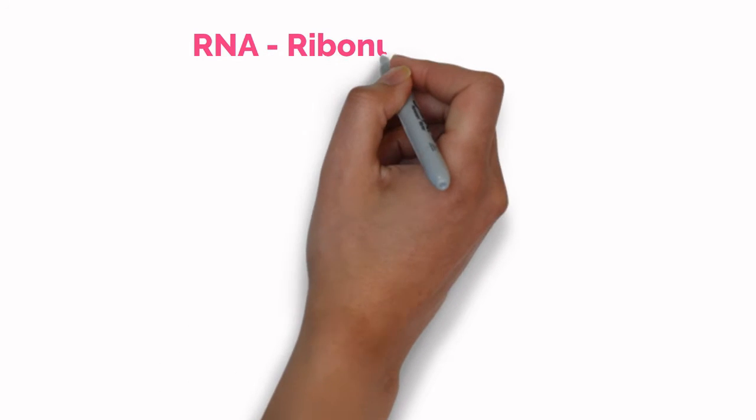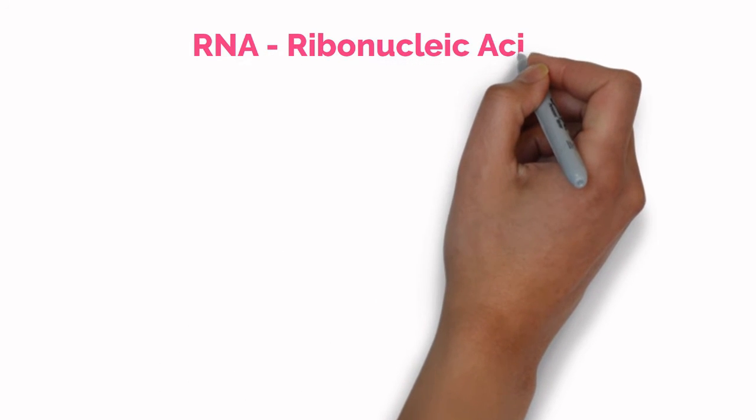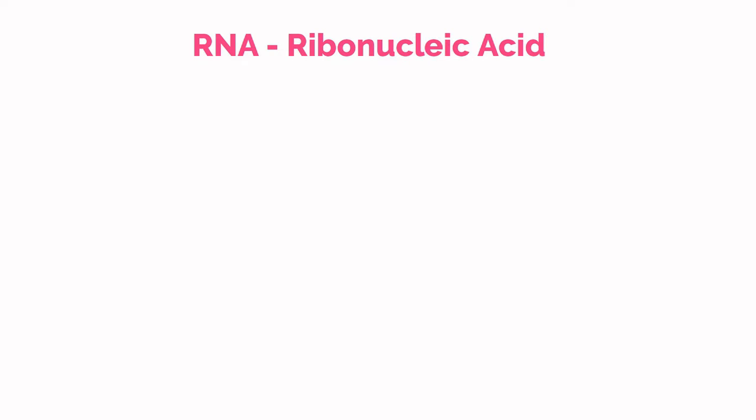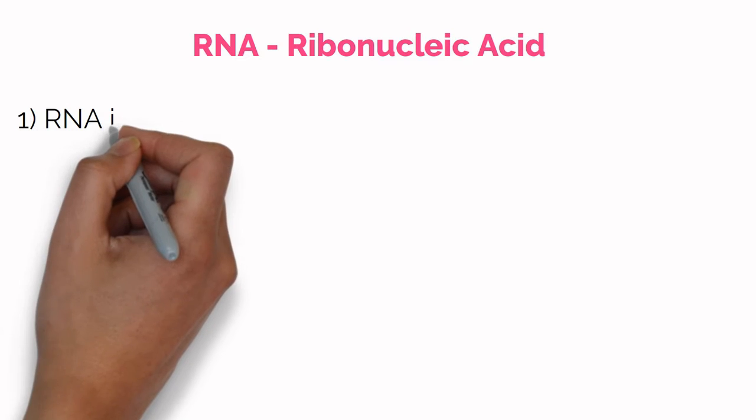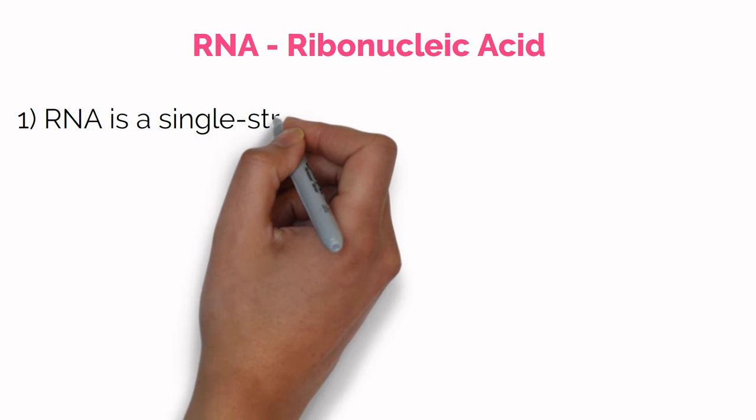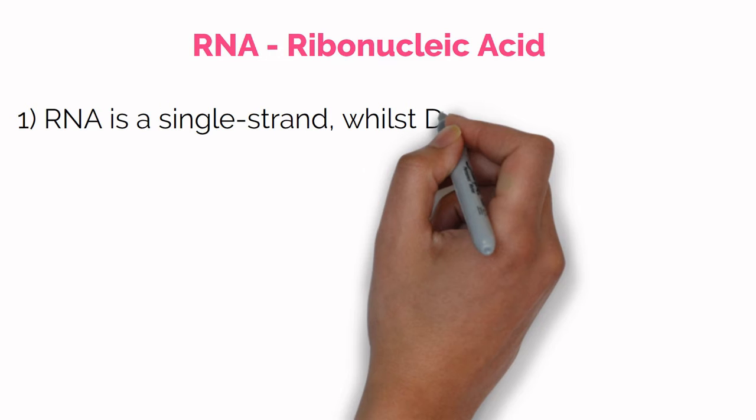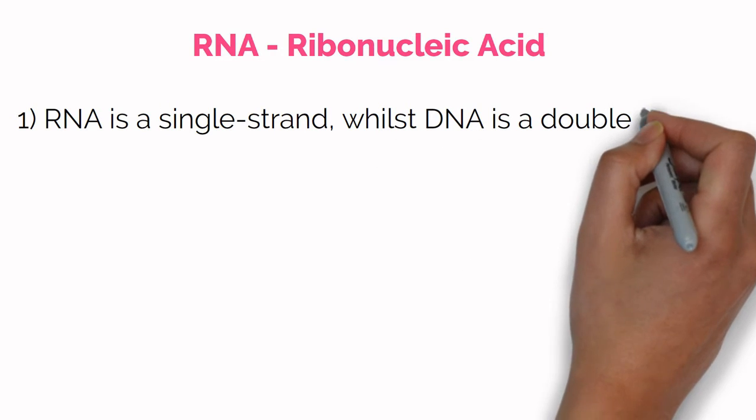Now let's talk about another molecule called RNA. RNA stands for ribonucleic acid. This molecule is very similar to DNA in most ways, but there are a few differences. The first difference is that RNA has a single strand, whilst DNA is a double helix.